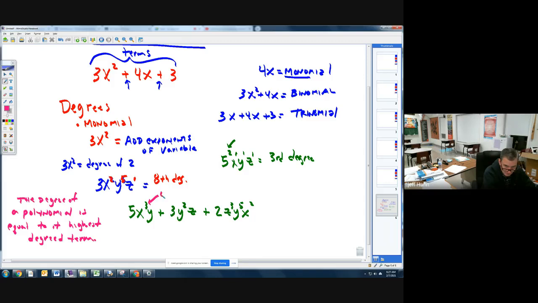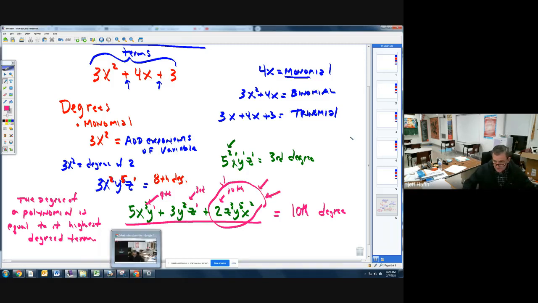This is to the fourth degree, 3 plus the 1. This is to the third degree, 2 plus 1. This term has a degree of 10. You look at each term, figure out its degree, and you pick the one that has the highest degree. The degree of this whole polynomial is a 10th degree polynomial. It is equal to its highest degreed term. Nothing more, nothing less.